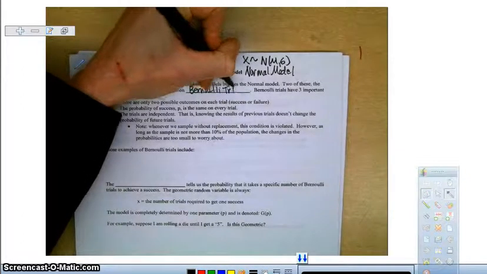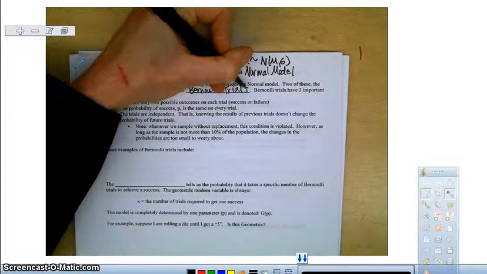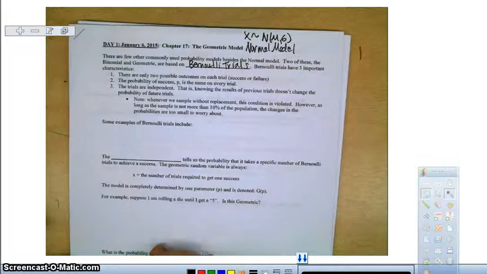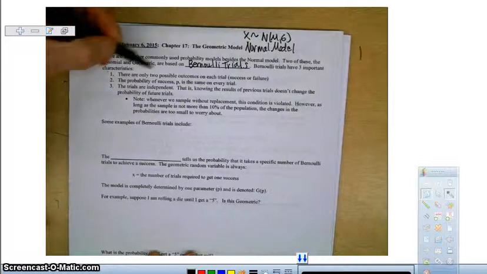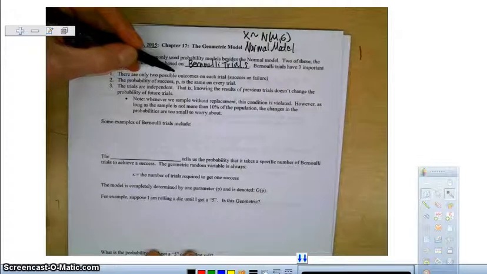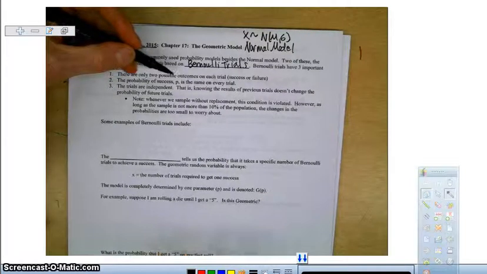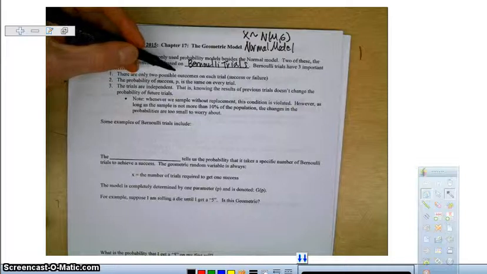Bernoulli was that guy whose picture was in the book. Okay, Bernoulli trials. Bernoulli trials have three important characteristics. Here are the characteristics of Bernoulli trials. There are only two possible outcomes. So if you're going to do a Bernoulli trial, there are only two things that can happen, success or failure.